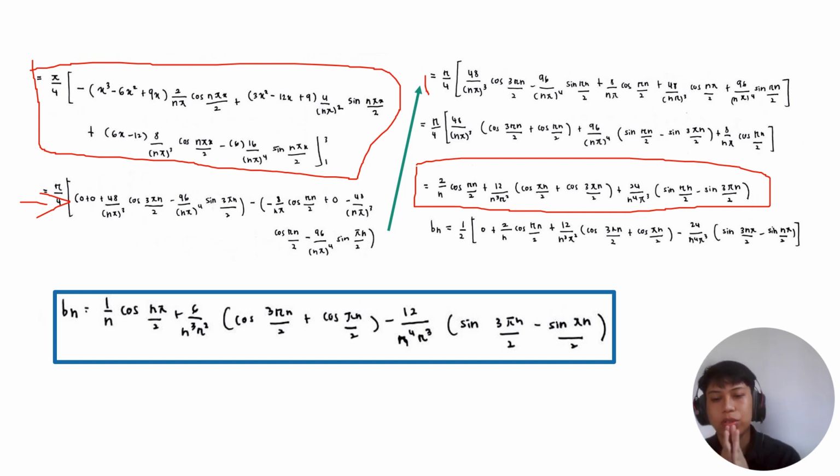Then after we got the value of the first part and second part for the Bn, we put all the values into the previous one, and after that we got the final value of Bn, which is Bn equal to 1 over n cos n pi over 2 plus 6 over n to the power of 3 pi to the power of 2, in bracket, cos 3n pi over 2 plus cos pi n over 2, minus 12 over n to the power of 4 pi to the power of 3, in bracket, sine 3n pi over 2 minus sine pi n over 2.